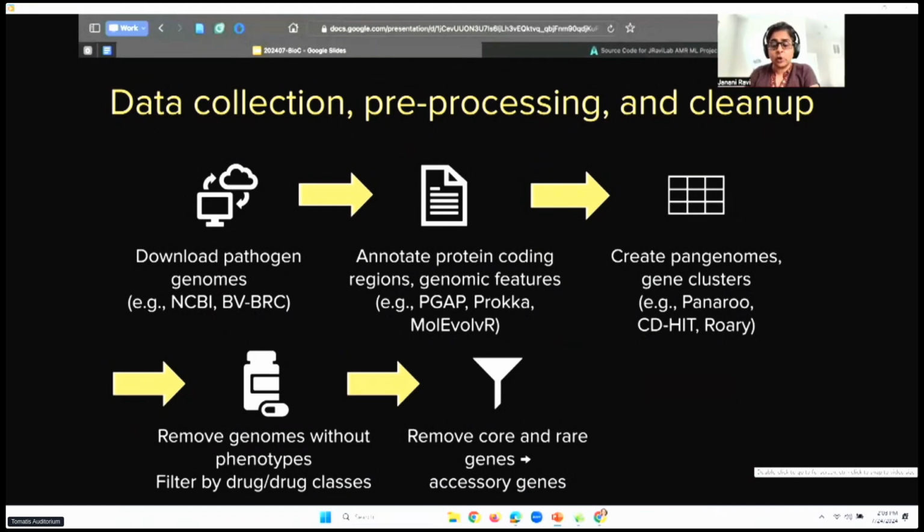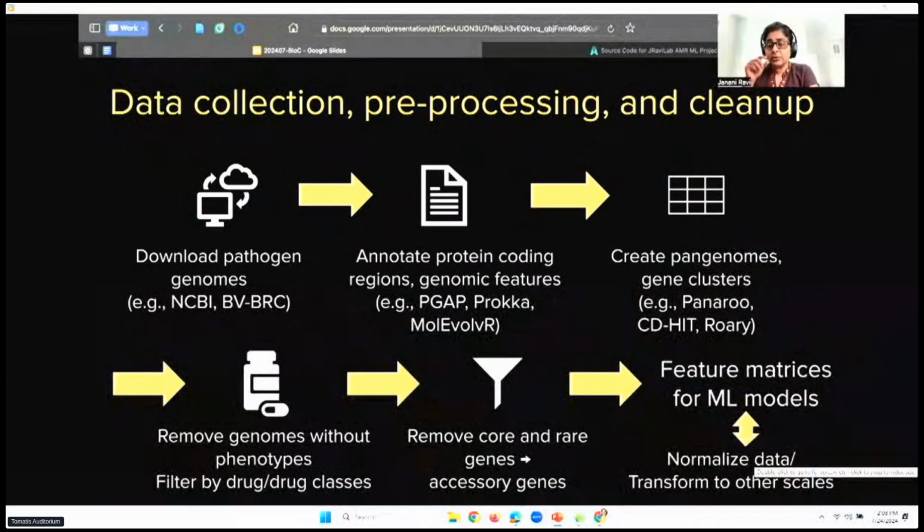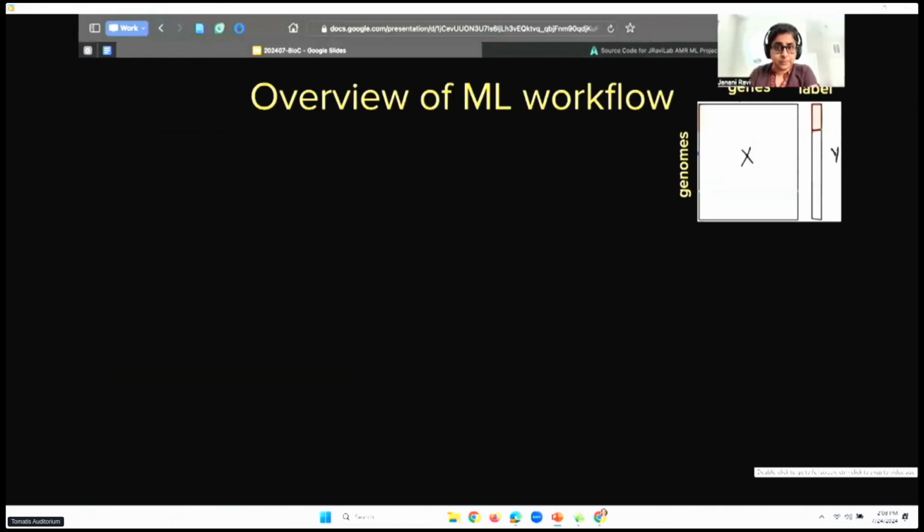of it. And then we also remove genes or proteins that are present in pretty much all the genomes or pretty much none of the genomes, because we think it's unlikely that they're giving rise to this resistance or susceptibility phenotype. And these feature matrices are the input to our machine learning models.